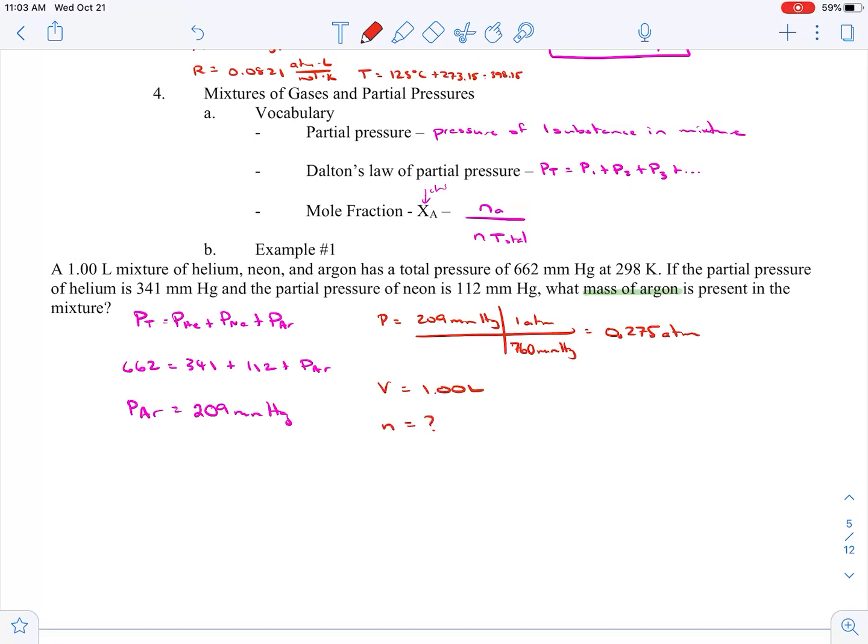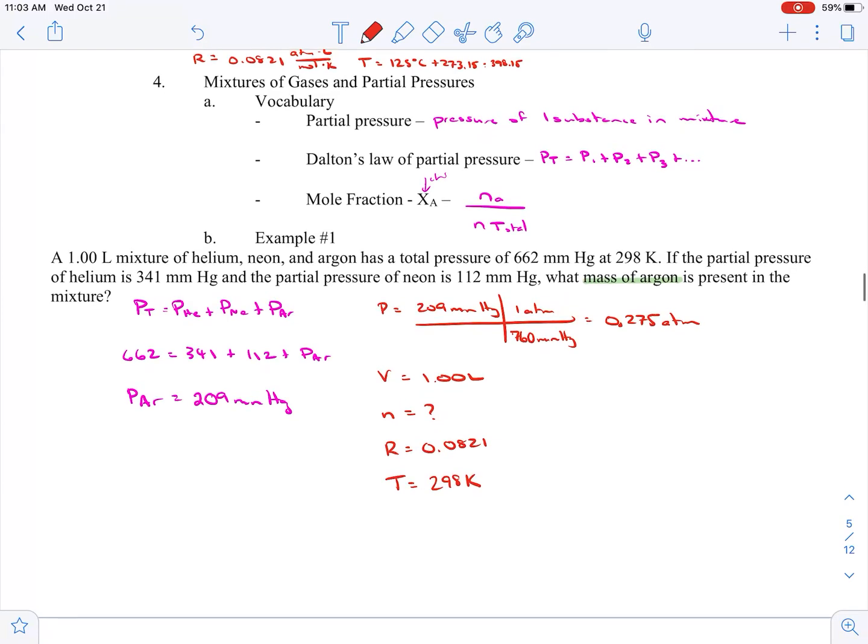N is going to be our question mark. That's what we're looking for because we're looking for mass. We have R, our gas constant, which is 0.0821. And then we have our temp, 298 K. It's already in K for us. So we're ready to plug this in. If we rearrange, we have N equals PV over RT. So we've got our P at 0.275, our V of 1, our 0.0821, and then we're going to multiply by 298. This will give us our N of argon.